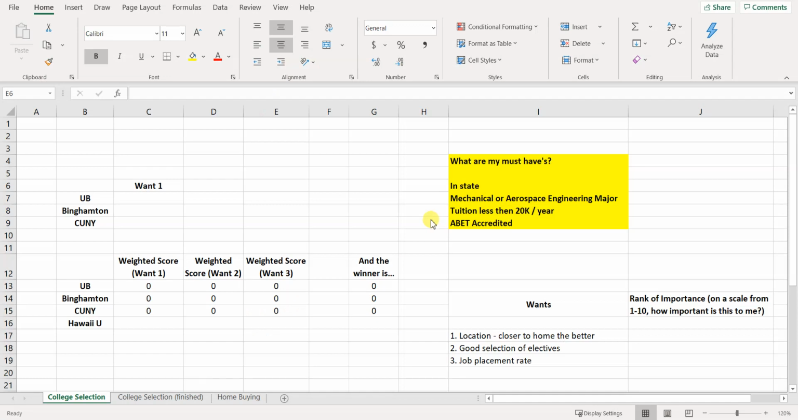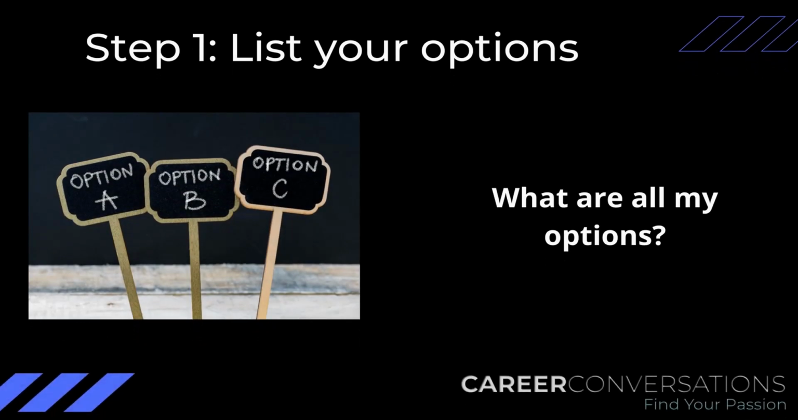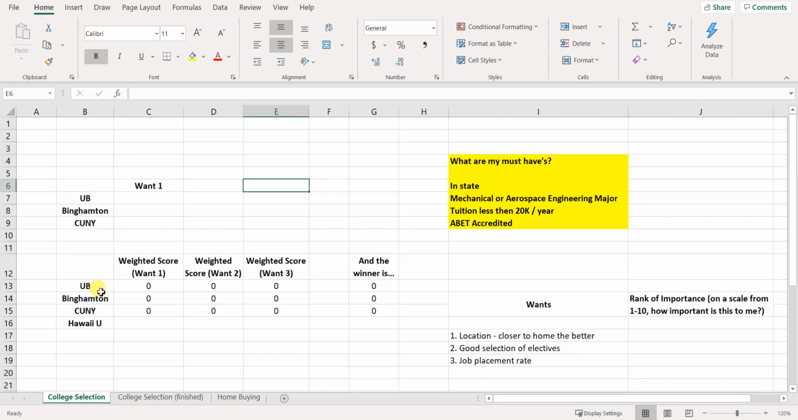All right, so whatever decision we want to make, the first step is to list out all of your options. Now, when I was going to school, I didn't have many options because I just kind of wanted to get it over with. These were four schools that I was looking at. I said, okay, these are my four options, and let's see what I was doing.